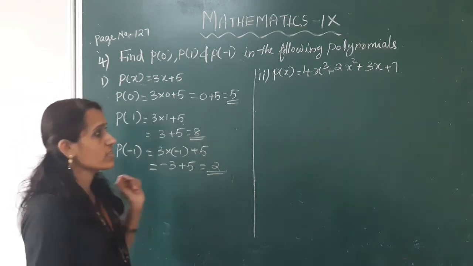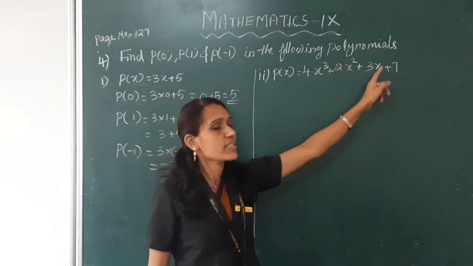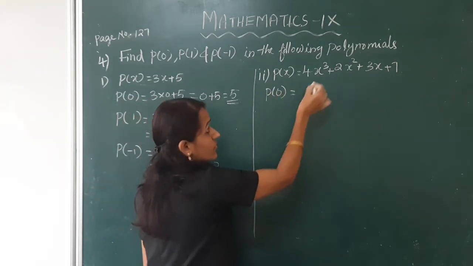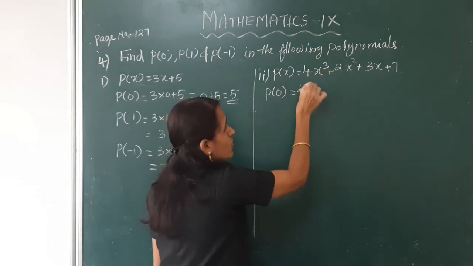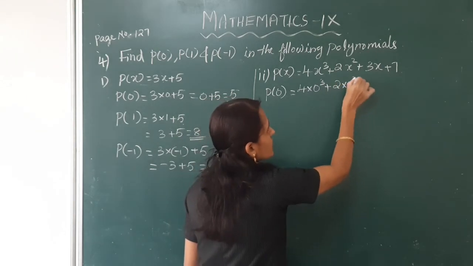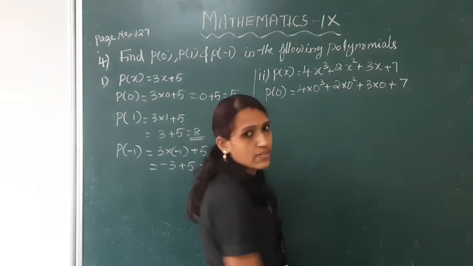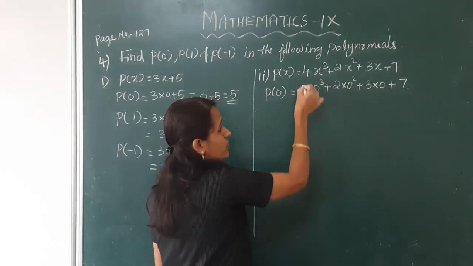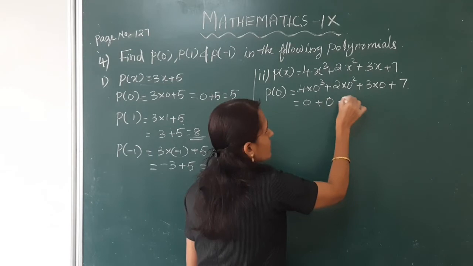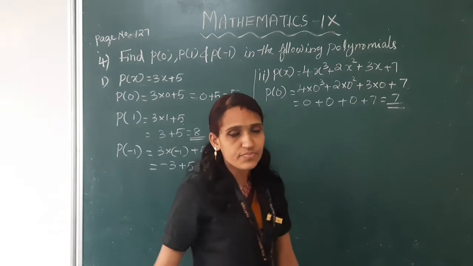Clear? Next, P of x is equal to 4x cube plus 2x square plus 3x plus 7. First we have to find P of 0. Instead of x, substitute 0. 4 into 0 cube plus 2 into 0 square plus 3 into 0 plus 7. 0 cube is 0, 0 into 4, 0. 0 square is 0, 0 into 2, 0 plus 3 into 0, 0 plus 7. This is equal to 7.